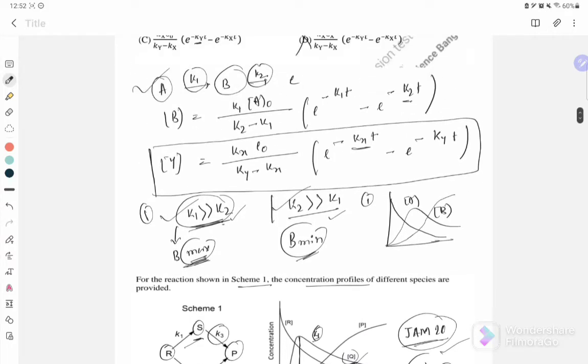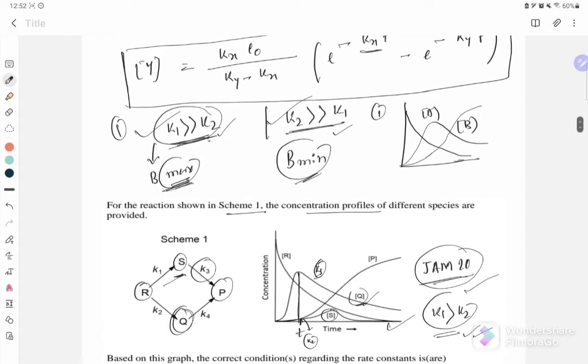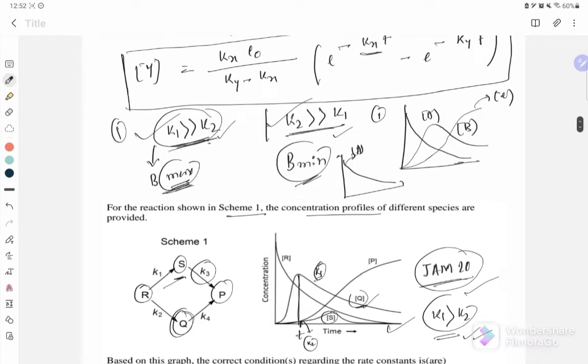And for the second condition, K2 is... here also this is C, and here it is A. But in this condition K2 is much greater than K1, so this one is for B, because the decaying rate constant is much greater than the producing rate constant, and this one is for C. So here we will get B max, and here we will get B minimum. Okay, you understand that one?